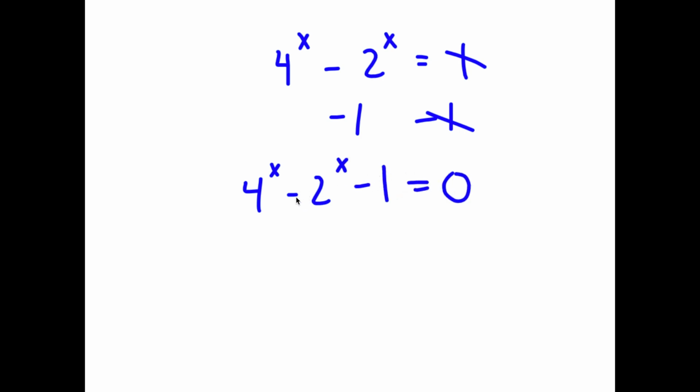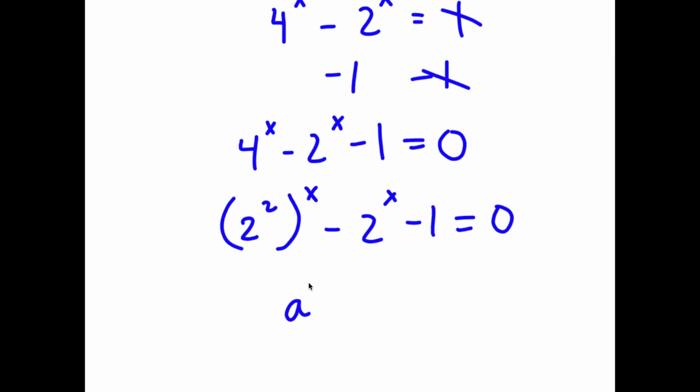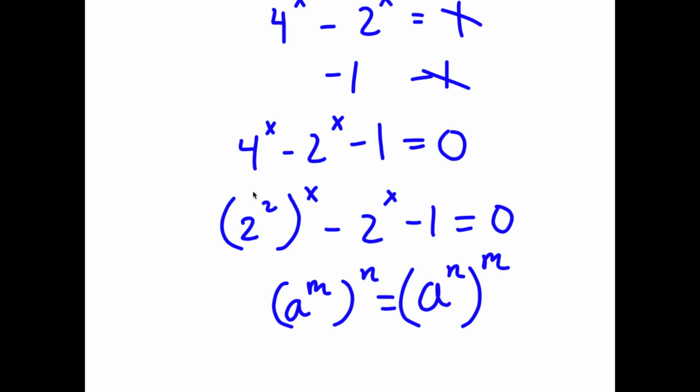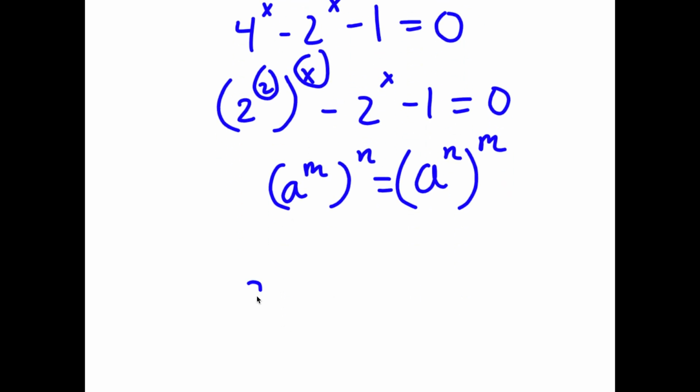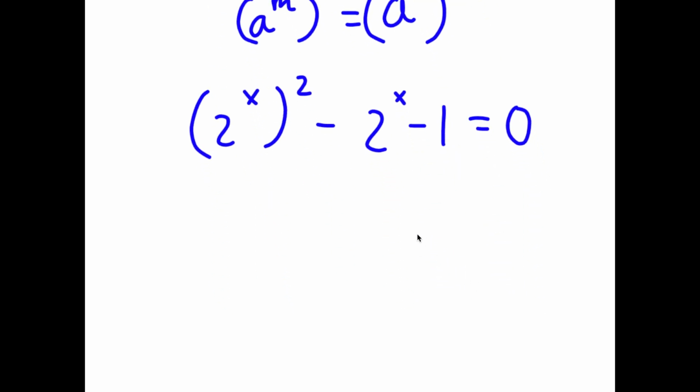Now, I'm going to rewrite 4 to the power of x as 2 to the power of 2, to the power of x. And now if I have something in the form a to the power of m to the power of n, this is the same thing as a to the power of n to the power of m. So I can switch these two exponents. So now I have 2 to the power of x, to the power of 2, minus 2 to the power of x, minus 1 is equal to 0.